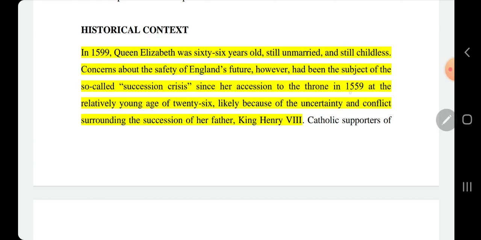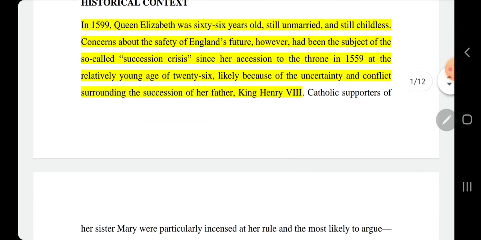She came to the throne in 1559 at the young age of 26, because of the uncertainty and the conflict surrounding the succession of her father, King Henry VIII. So, students, she was 66 years old, and she was unmarried and childless. Everybody was worried what would happen to England if Queen Elizabeth died. So that is what happened at that time, the succession crisis.